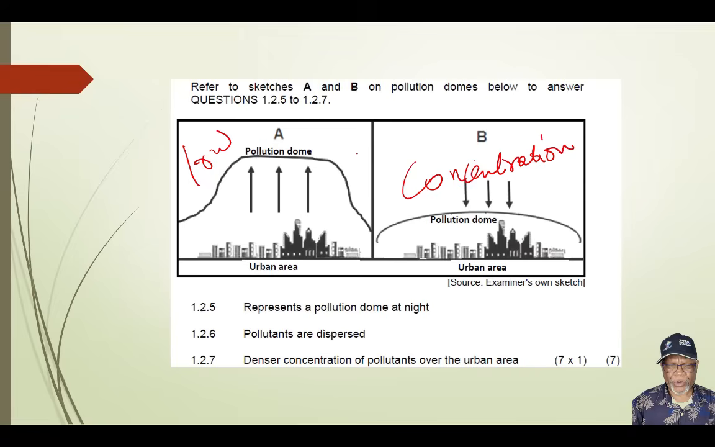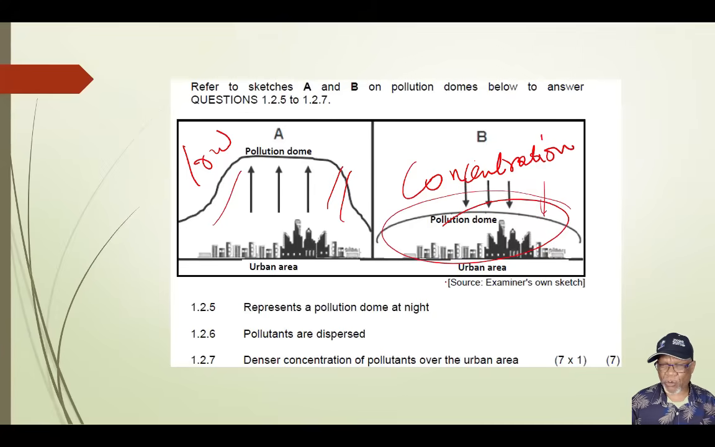Now, you must choose the correct answer between A and B. Which represents a pollution dome at night? This will represent the pollution dome at night because the air at night is colder and the air is subsiding. Here it is during the day. Because the pollution dome is higher, the pollutants will be dispersed in the atmosphere. Denser concentration of pollutants over the urban area: the pollutants will be denser here because they are concentrated over a smaller area.